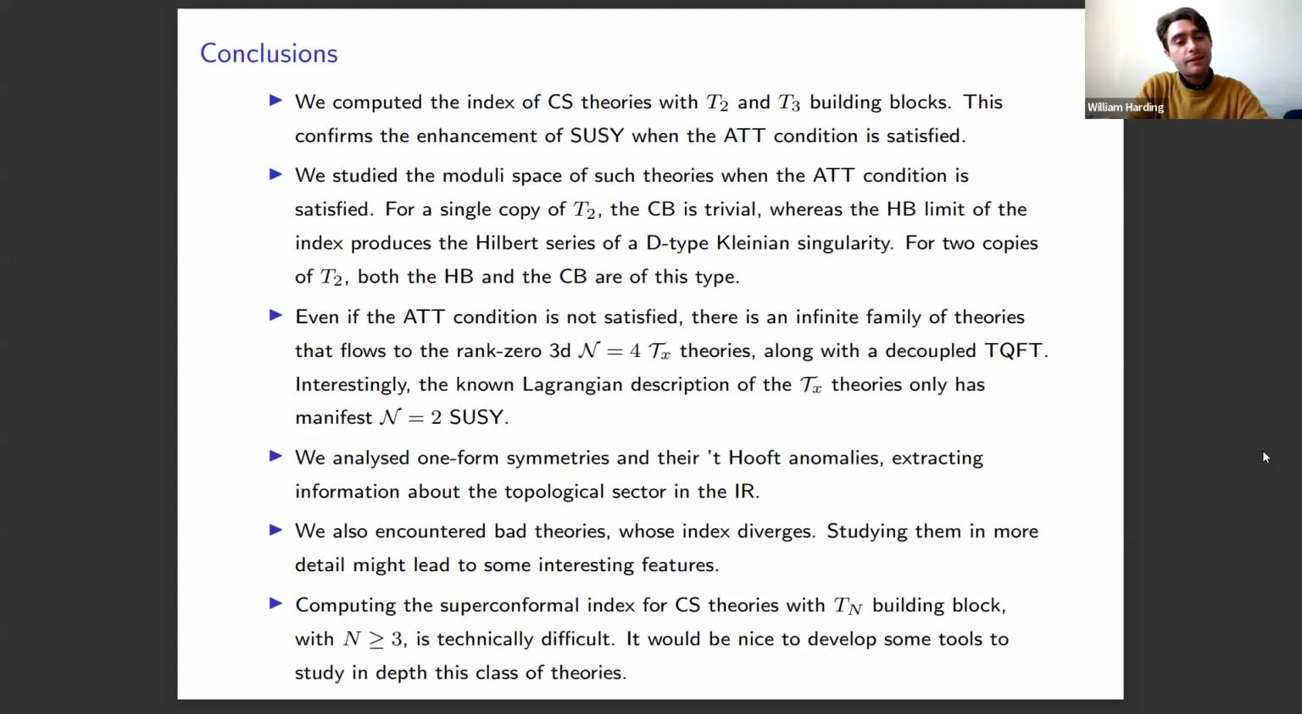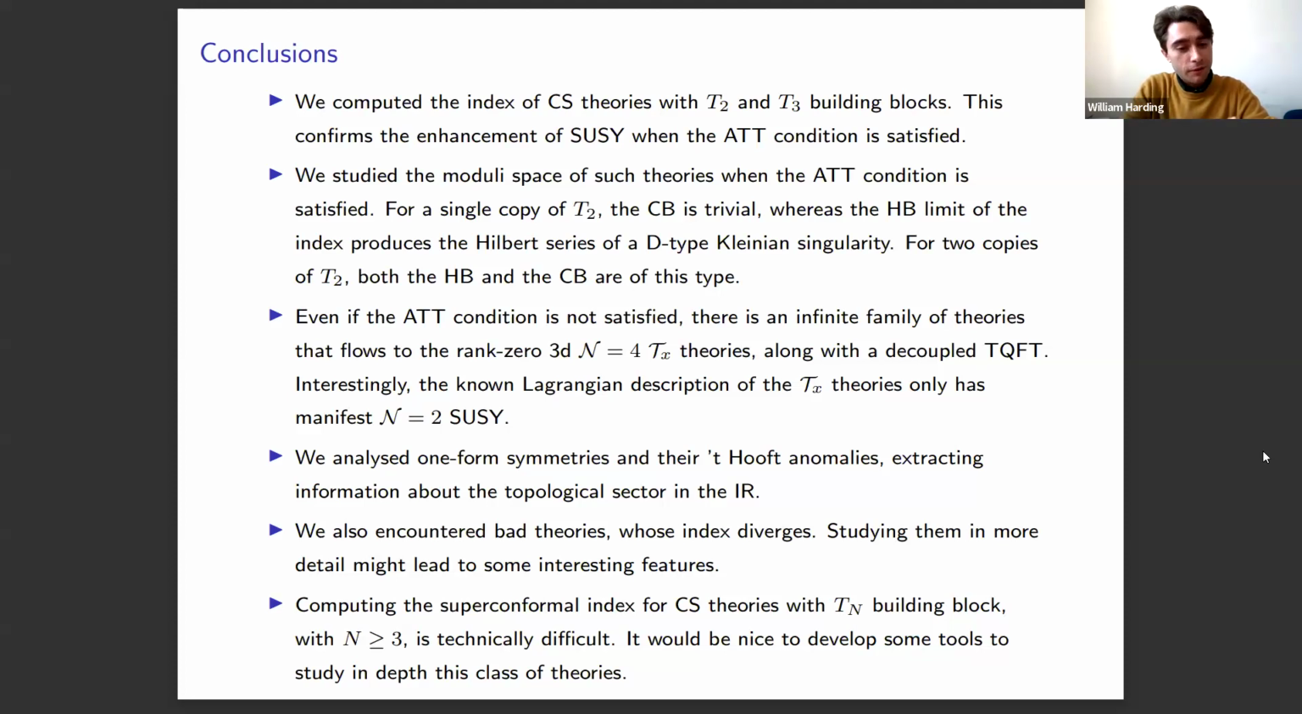Then we also showed that even if the ATT condition is not satisfied, there is an infinite family of theories that flows to the rank 0, 3D N=4 T[X] theories, along with a decoupled QFT. And interestingly, the known Lagrangian description of the T[X] theories only has manifest N=2 supersymmetry. We also analyzed one-form symmetries and their 't Hooft anomalies, extracting information about the topological sector in the infrared.